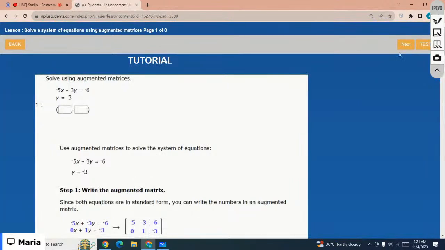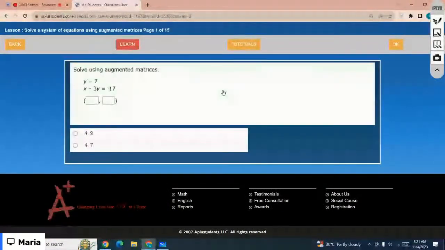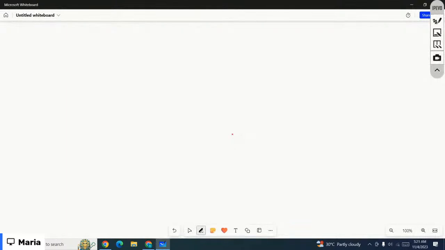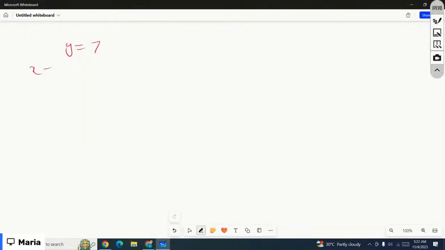Okay, let's just start with the test questions. Earlier we were doing word problems for the same lesson, right? Okay, the first one is y equals 7 and x minus 3y equals negative 17. So you have to solve using augmented matrices, the same method we just did, right?